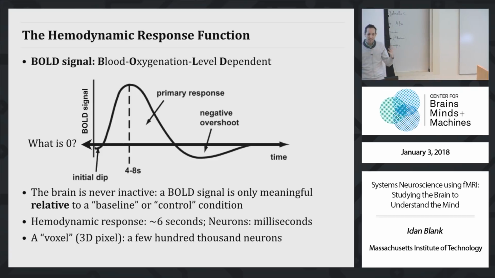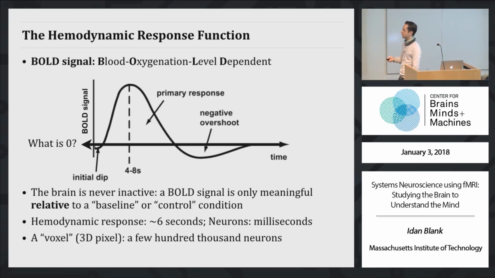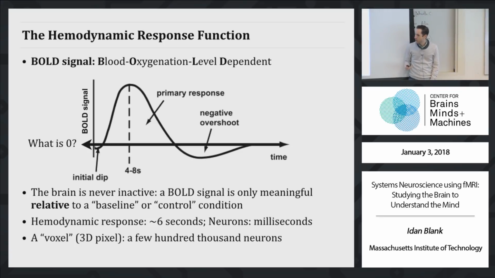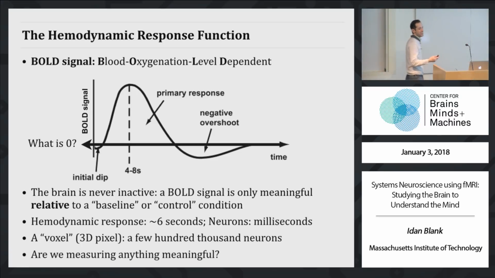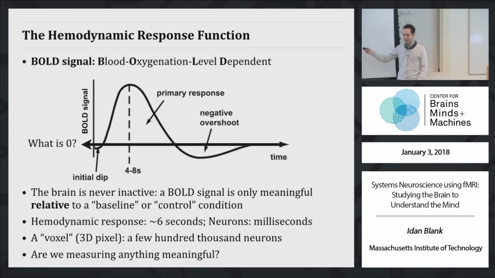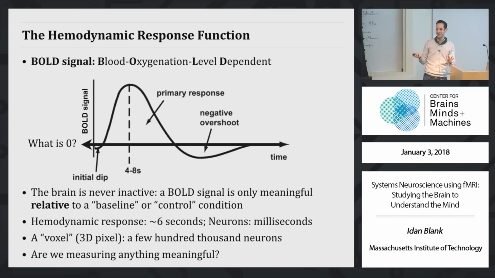And a voxel, depending on how big it is, has several 100,000 neurons, which, again, I encourage you to think about what that means, how many networks or how many functional units can be inside one voxel. Can we expect it to be homogeneous? Should we not expect it to be homogeneous? You can ask, are we measuring anything meaningful? I mean, we're measuring something that happens 6 seconds after neurons fired, and our unit of measurement has a few 100,000 neurons. Are we measuring anything meaningful at all?